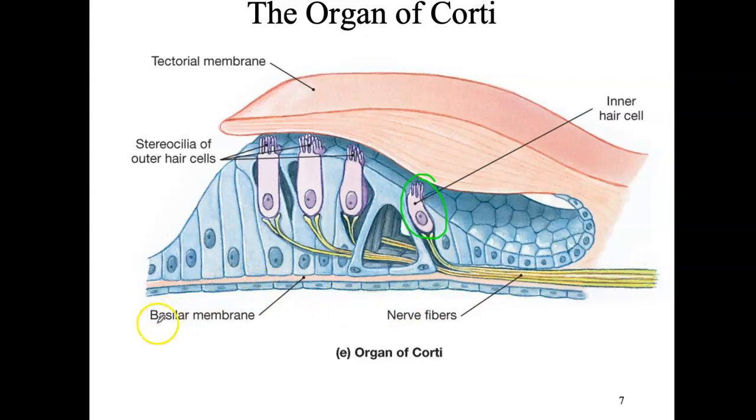The floor is called the basilar membrane here. And so they're sort of, in relationship to the floor, they're being quiet. The roof here is the tectorial membrane.